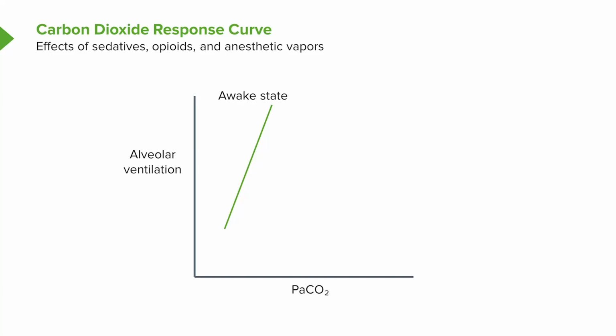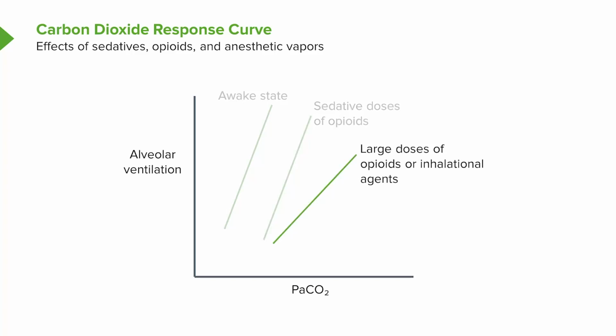With opiates, we tend to push this curve to the right, so there continues to be a response to increasing CO2, but the response is late and slow. When we add in inhalation agents, we further depress the response, not only shifting it further to the right, but decreasing the slope as well, so that there is a delay in response to rising CO2 and an inadequate response to a rising CO2.